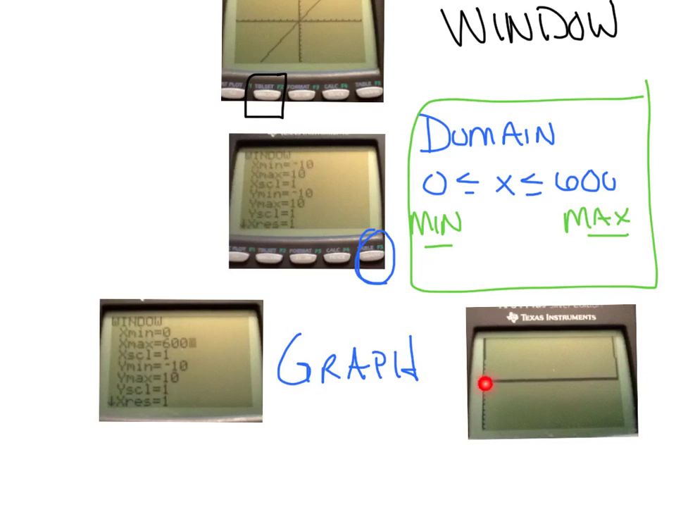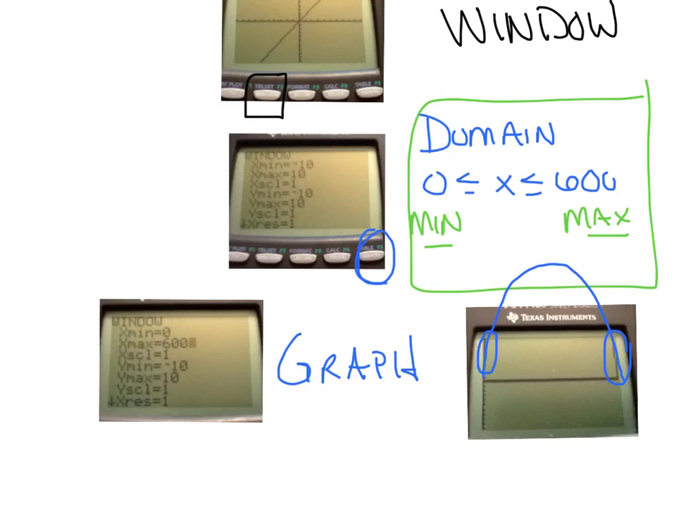Notice I went from 0 to 600, so I don't have any negative x values, and I'm still at a 10 by 10. Now, you should see just a tiny little piece of your graph. As you can see, I can kind of see it going up here, and I can kind of see it coming down here. Now remember, we said it's a parabola, so we know the graph looks something like this. I just need to see more of it.